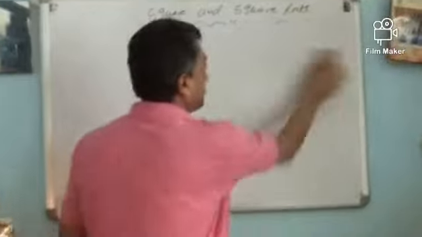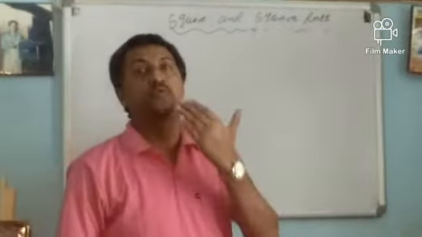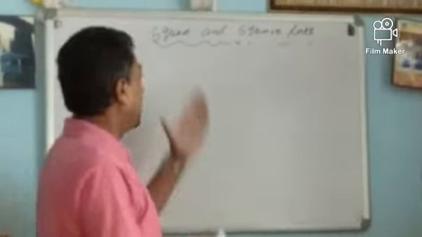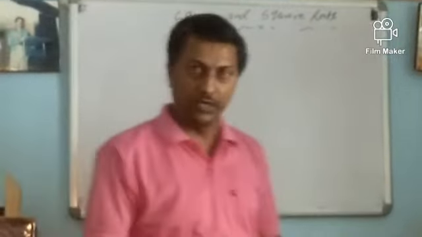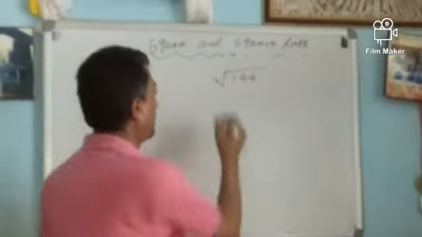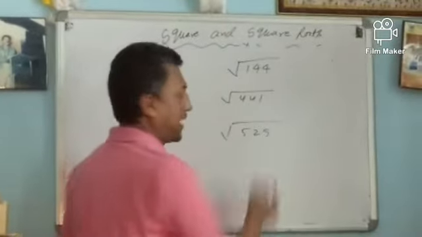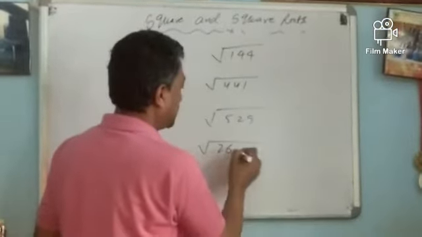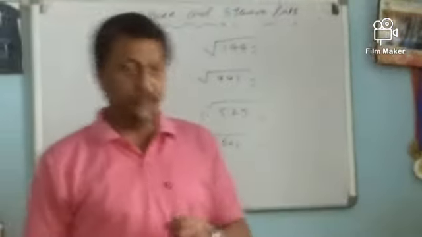Now we have to come to finding the square root. The square root is very easy to do. If any number is given, we have to find that this number is a square of which number. A simple example is 144. Maybe 441, maybe 529, so many numbers are there. Even 2601. So we have to find the square root of the given number.